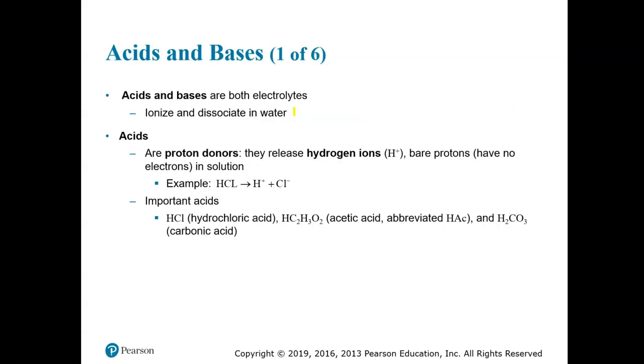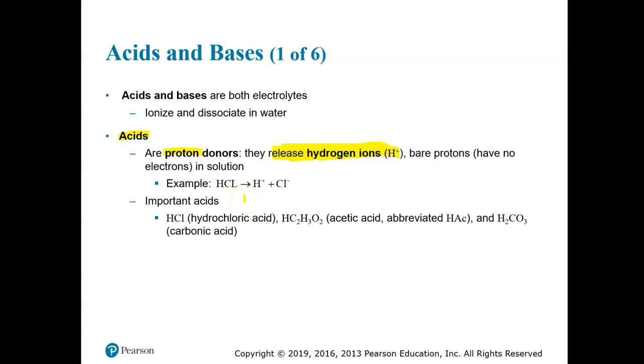Now, acids and bases are electrolytes, but acids donate protons or hydrogen ions. The reason we can call hydrogen ions protons, they can either be called a proton or a hydrogen ion, is because all a hydrogen ion is, is simply a proton. It has lost its electron and now it just has the one proton. So a hydrogen ion has a plus charge, and all it really is, is a proton.